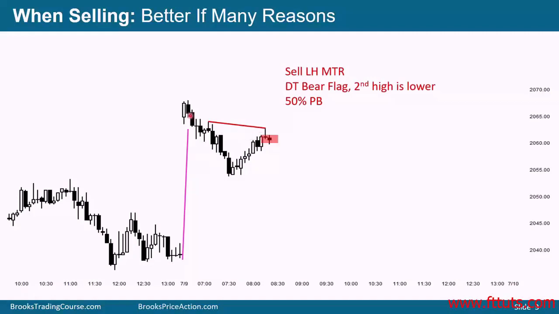This is also about a 50% pullback from what the bears hope is the start of a bear trend. Both are reasonable reasons for traders to start to look to short. If they take that short, their initial stop is at the top of the strong bear leg.